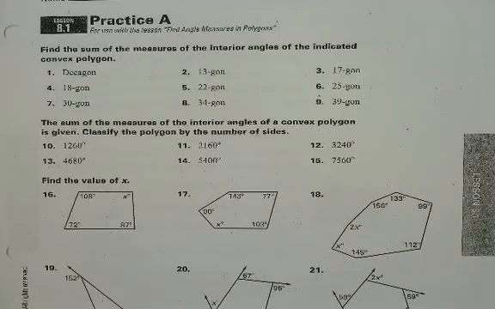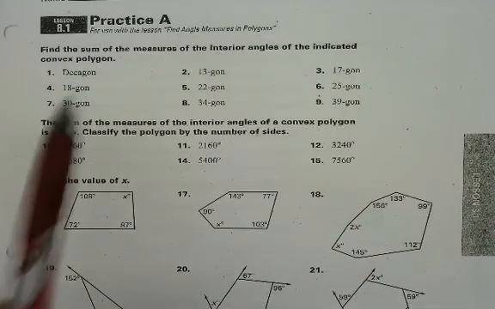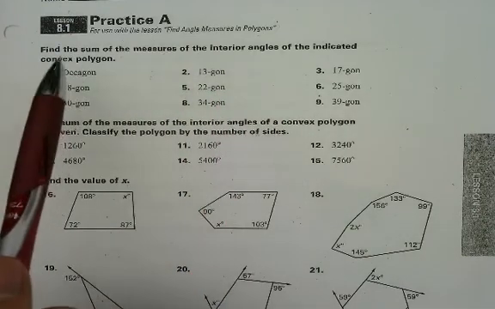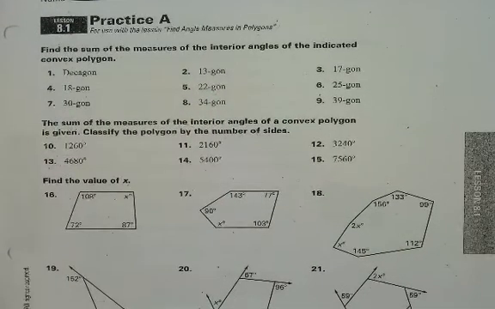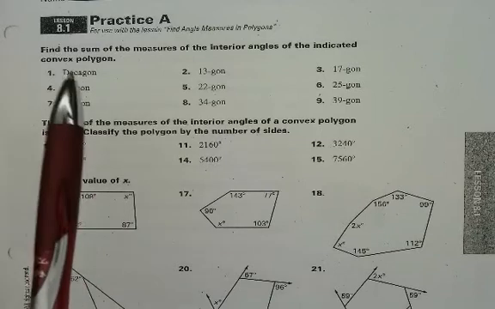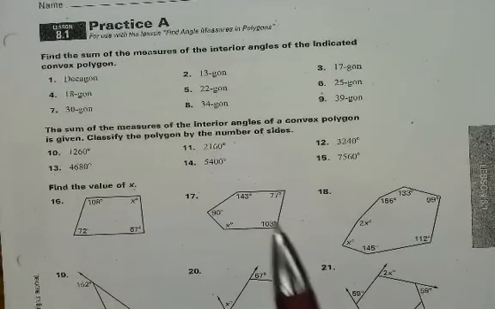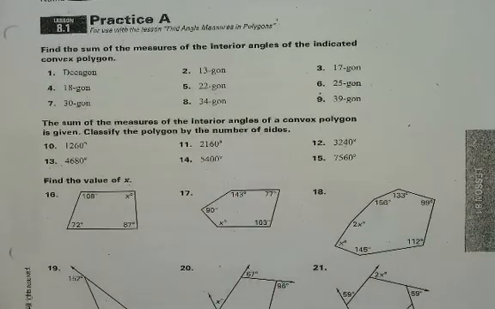This is practice A for section 8.1. We're going to find the sum of the measures of the interior angles of the indicated convex polygon. So a decagon has 10 sides, it has 10 angles. Those 10 angles, what do they add up to? That's what they're asking you to find.